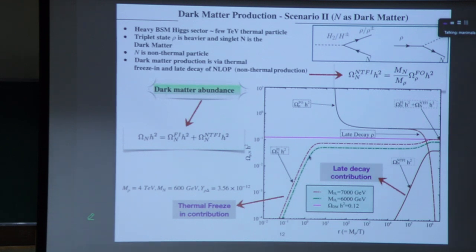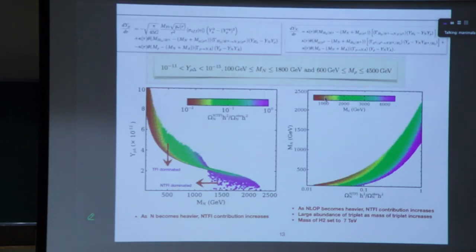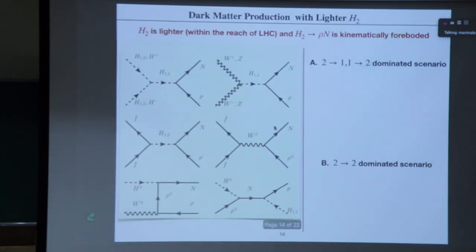Now in these two scenarios, because the decay H2 to rho N is open, and because we consider a heavy rho, more than 600 GeV at least, H2 has to be heavy. So H2 has to be at least a few TeV to satisfy the relic abundance. I think this part I will skip. If someone is interested, I can get back to this.